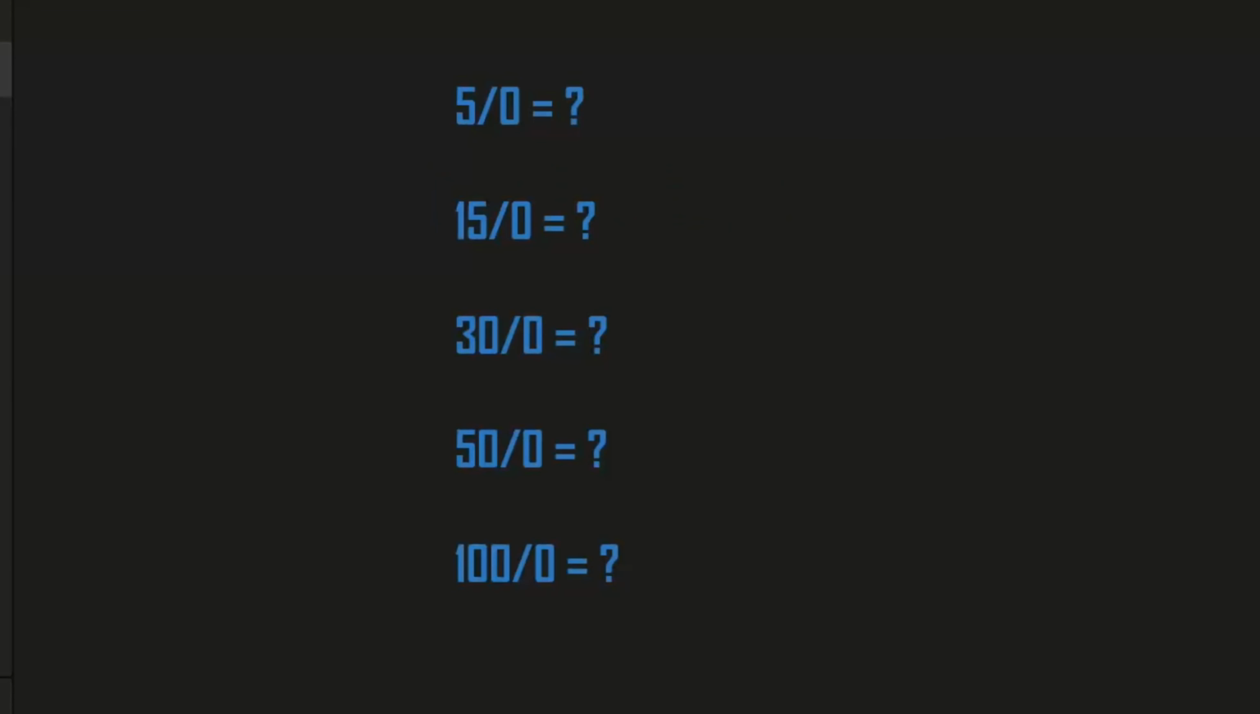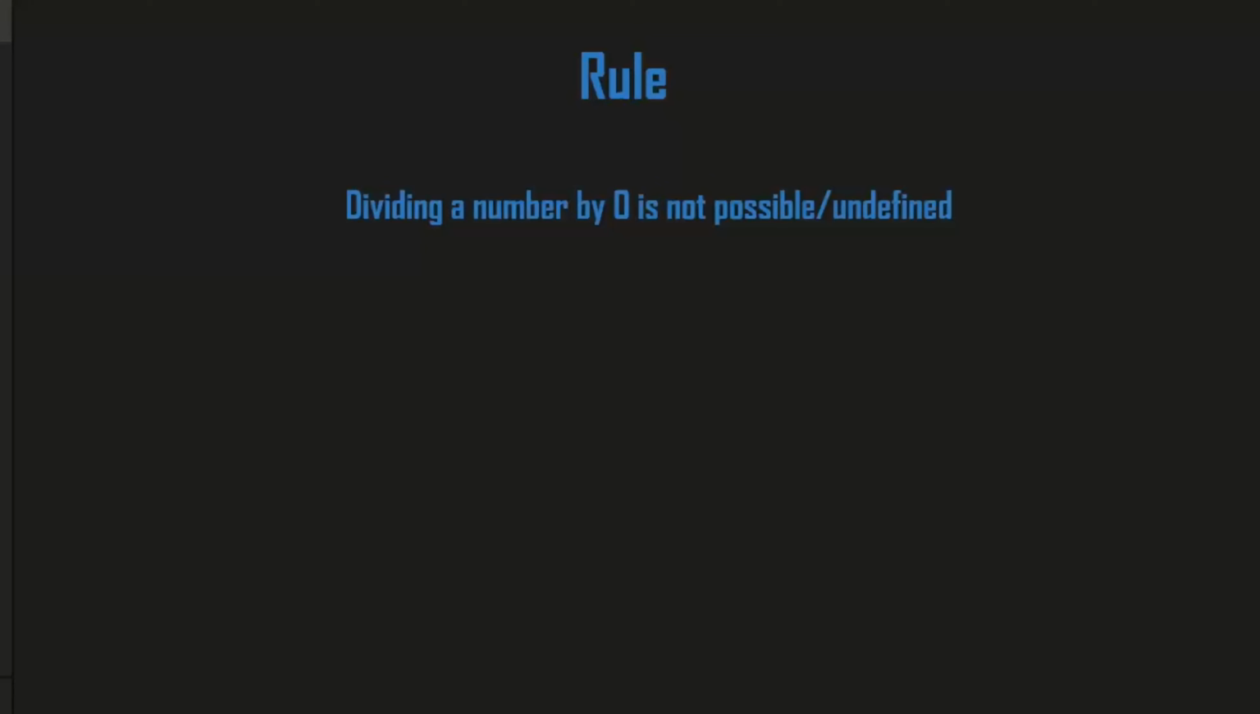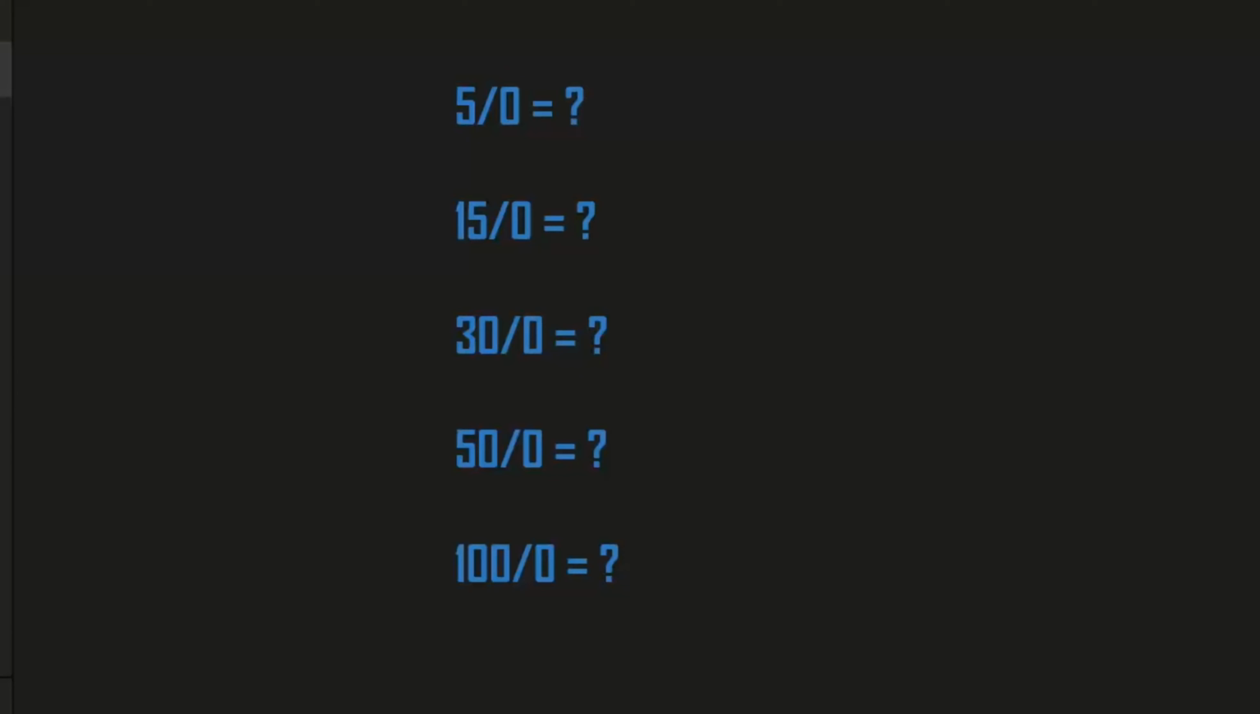Now let's move on to dividing by 0. Pause this video and give these problems a go. It is going to be a bit confusing. Assuming that you gave them a go, I'm going to show you how to do them this time. The rule here is dividing a number by 0 is impossible. It's undefined. So now, if you don't understand it, I'm going to show it to you in the way we did for the book question.